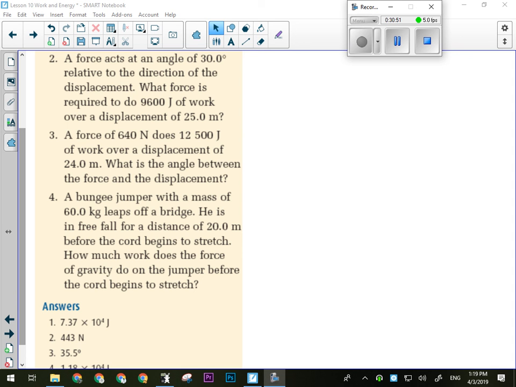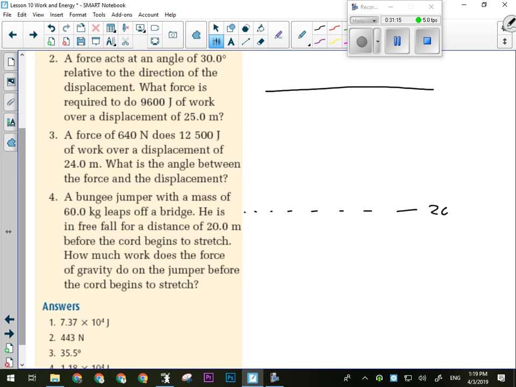So what we want to figure out here is how much work does the force of gravity do on the jumper before the cord begins to stretch? Well, when gravity is doing work, really all that's happening is potential is being converted into kinetic, which means there's a change in the potential energy during that time. So here's the bridge. Here's 20 meters below that, and then I don't know where the ground is, but it's below that. So we want to calculate how much work is done between here and here.